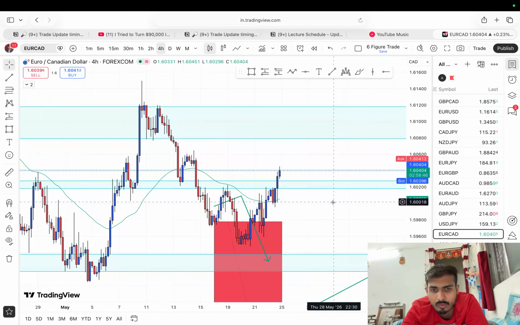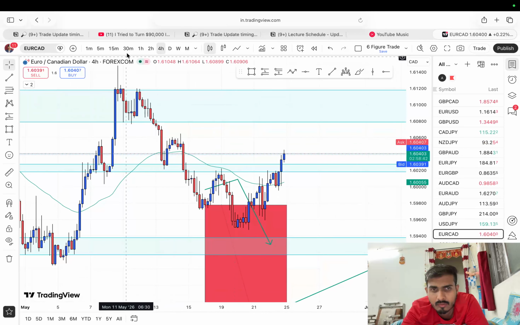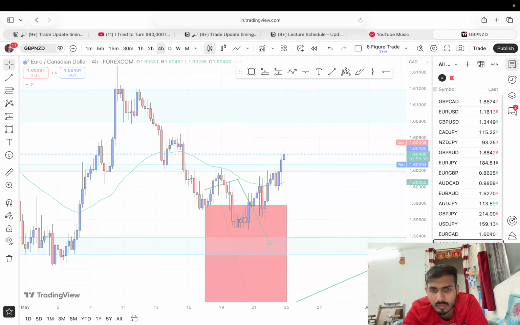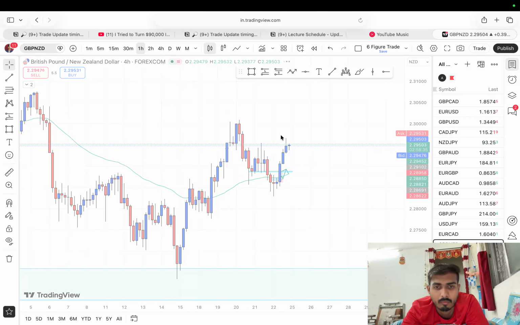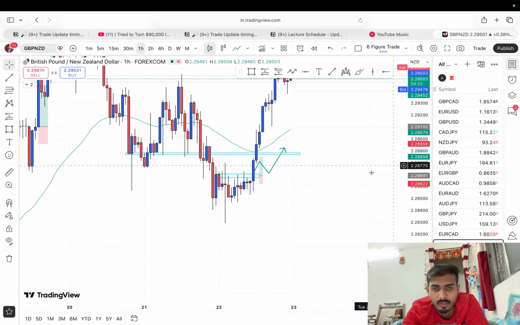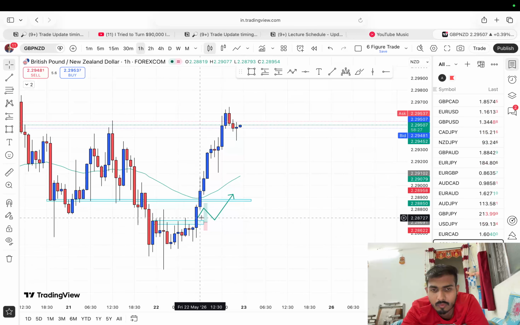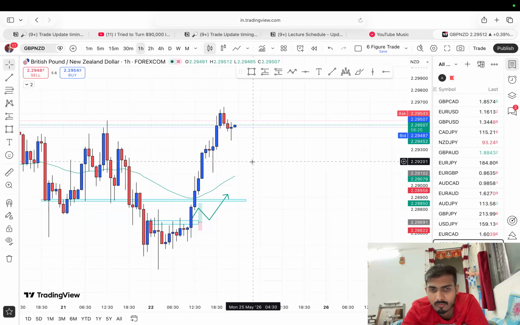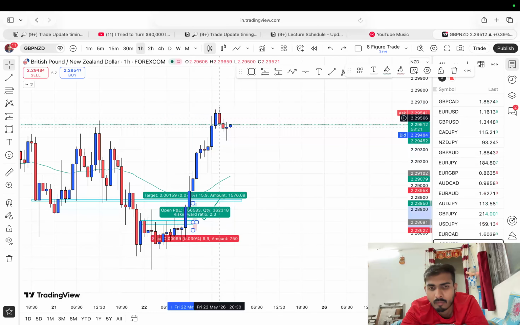EUR CAD, I was interested. Hold on. No, no, I will not. That was not my trade. Oh yeah, here we go. Look at this, I literally predicted this move, but we got the break. I was waiting for the retracement, so I haven't taken the trade. We missed this beautiful, phenomenal profit right there.